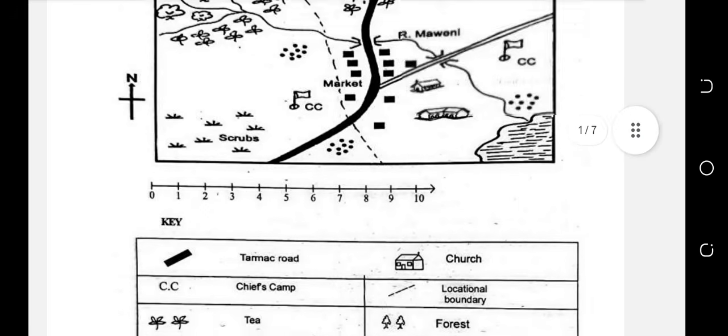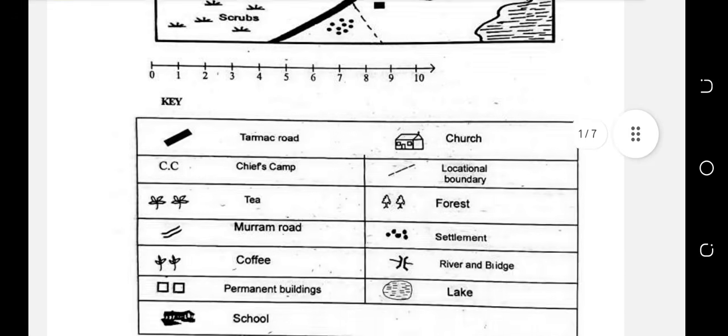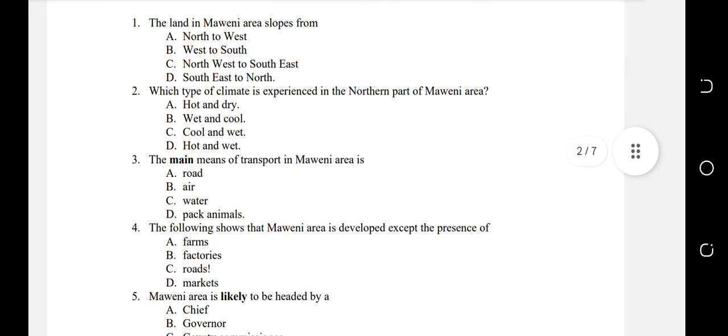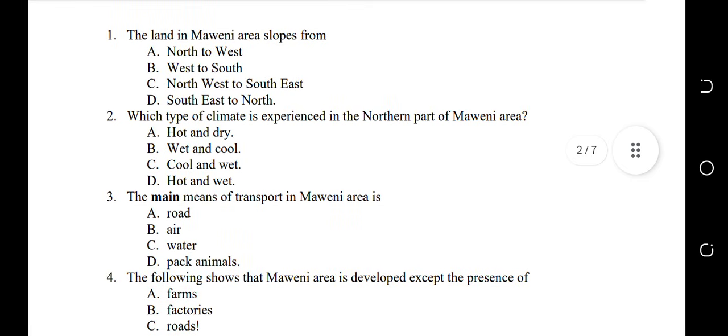Look at this Maweni area. In the southeast and southwest part, we can see the scrubs. That area experiences hot and dry. Look at hot and wet. This climate is found near large water bodies. Places like Kisumu and Mombasa experience hot and wet climate. There are just three: hot and dry, cool and wet, and hot and wet. So just know that, and this can be tested in the social studies exam.